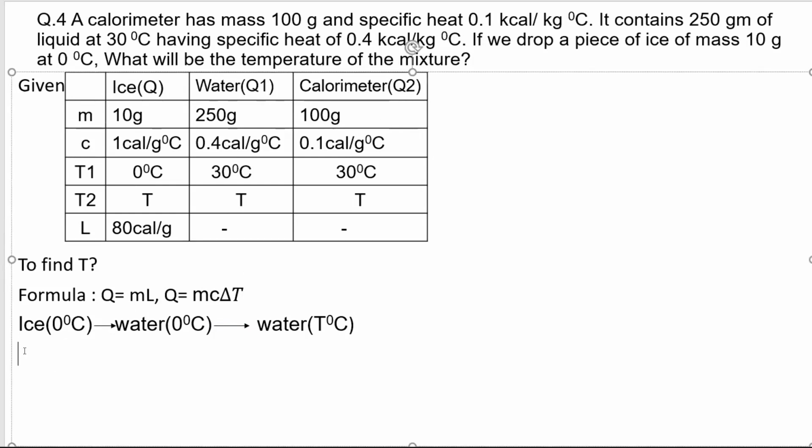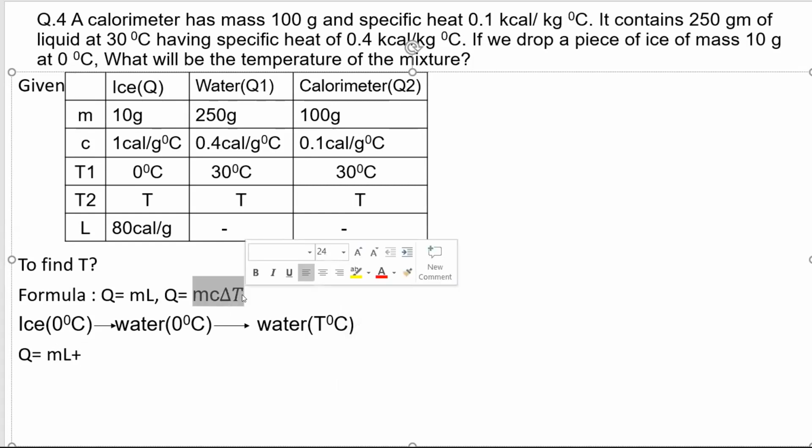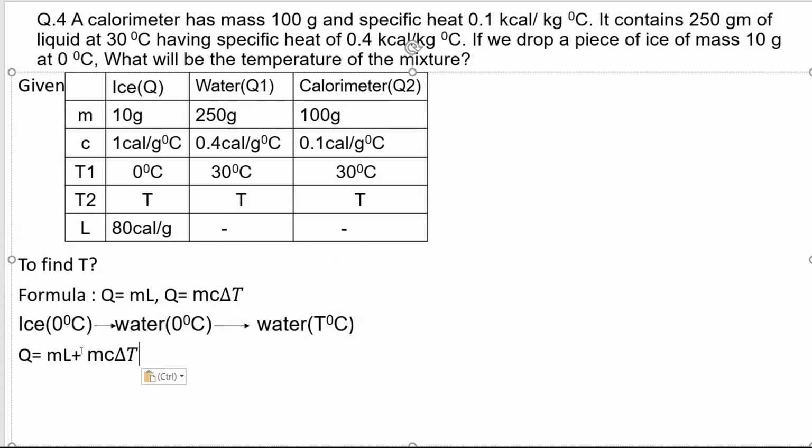So we can write here, heat energy absorbed by ice is Q is equal to mL plus, here water at 0 degrees Celsius is converted to water at T degrees Celsius. That means temperature is changed. If temperature is changed, we have to use the formula mc delta T. Let it be equation number 1.